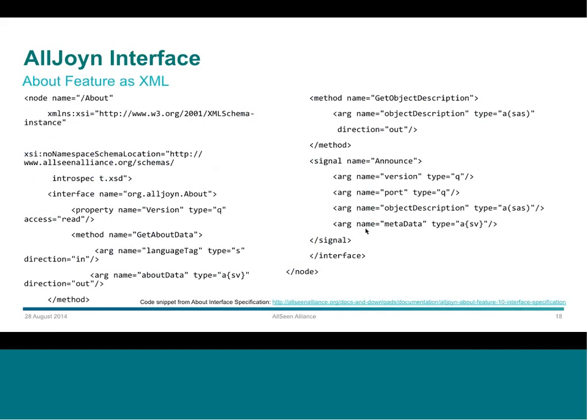So if we look at an interface here, this is actually the About feature interface straight from the specification document. You can see it lives on /about. The interface is org.alljoyn.About. There's a property, there's a method, and there's another method here for GetObjectDescription, and then there's a signal of Announce. Now this signal right here is a sessionless signal, and I'll explain that. Sorry for bringing up the term, but it will publish out, and anything that's interested in receiving this announcement will do so.